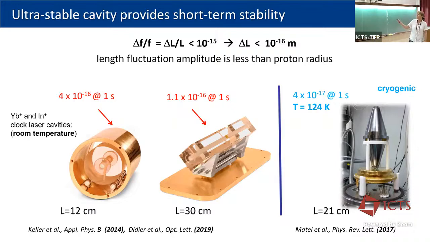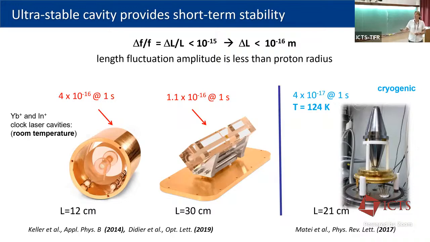But if you don't want to go cryogenic, you can also build cavities at room temperature. For many applications, that's also good enough, especially for portable devices. You can imagine room temperature is superior. And this is how our room temperature cavities look. Even here, we can get down to 1 × 10⁻¹⁶ in a second. So also really a world record and quite remarkable.